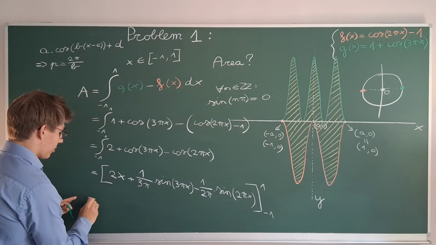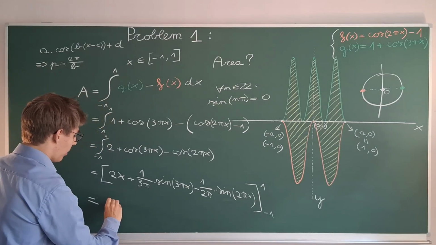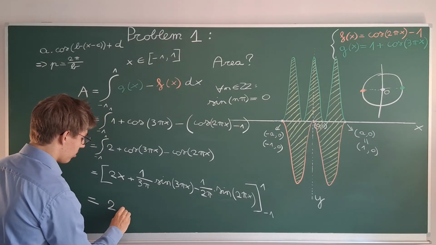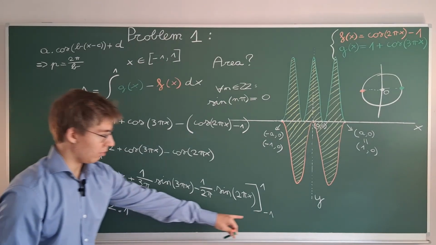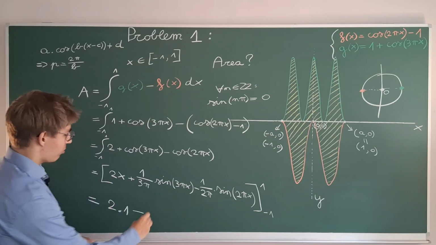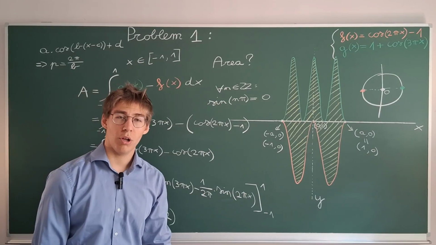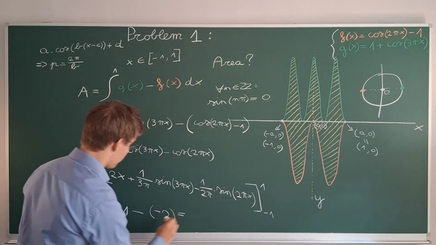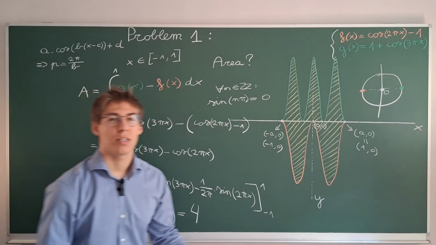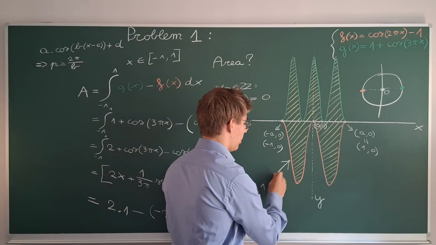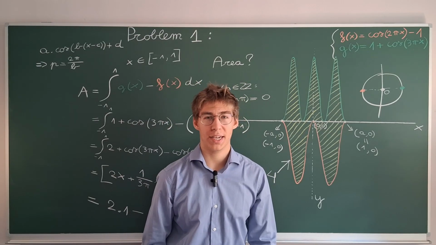So now first we need to fill in 1 in this whole function, but the only thing that will stay is 2 times 1. And then we do minus, and then we fill in minus 1. But this will just give minus 2. Since these two will also be 0, so our answer is 2 minus minus 2, which is 4. So the area is exactly equal to 4, and we solved the problem. Let's go to the next one.